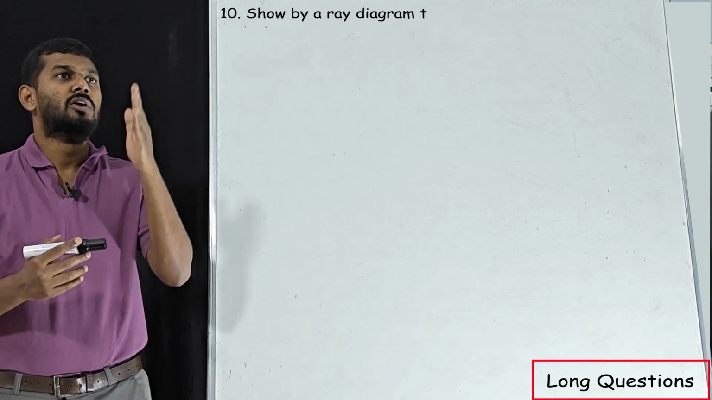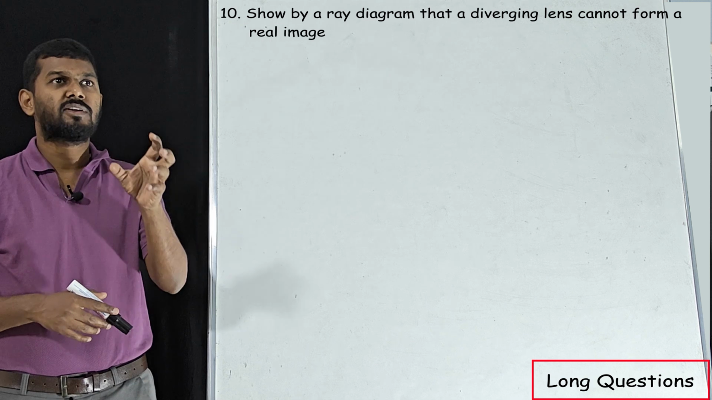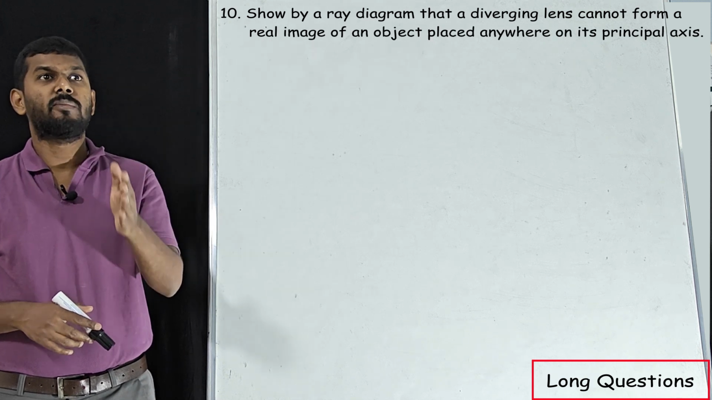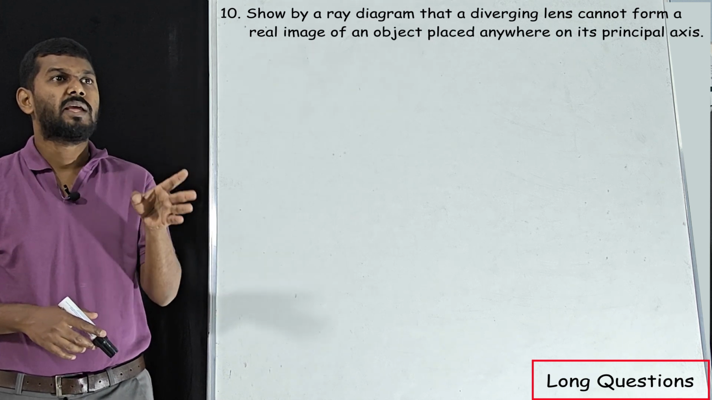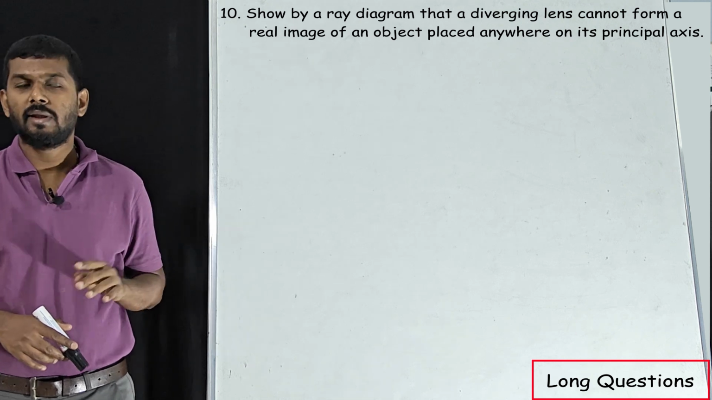Our next question, show by a ray diagram that a diverging lens cannot form a real image of an object placed anywhere on its principal axis.